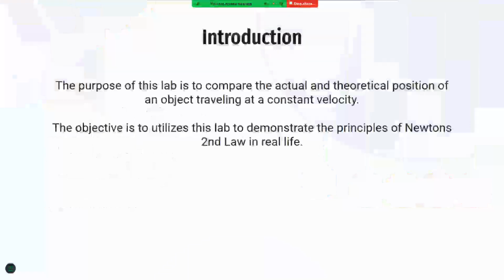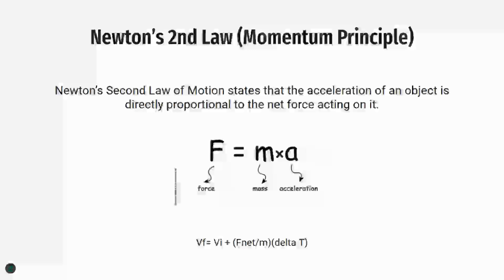So, the purpose of this lab is to compare the actual and theoretical position of an object traveling at a constant velocity. The objective is to utilize this lab to demonstrate the principles of Newton's second law in real life and to give first-year physics students such as I a hands-on experience with the principles of physics themselves.